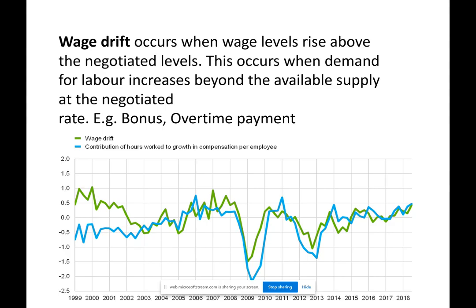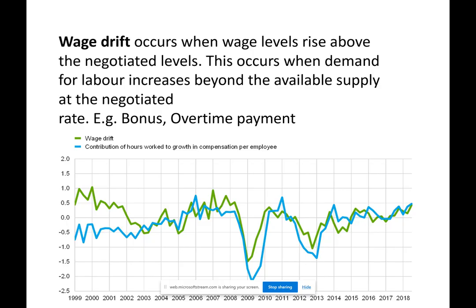Okay, this is a document or a picture that I got from the European Union. There's a really good European Union economics website. I must show it to you next time we're in. This is just this thing called wage drift. It can pop up in a short answer question, okay? So wage drift, what happens here? It occurs when wage levels rise above the negotiated levels.